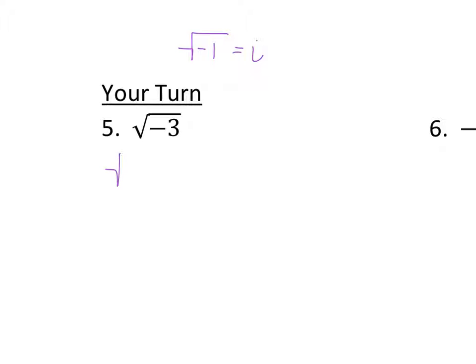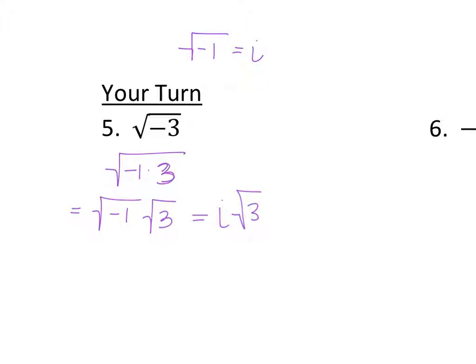Well, can I say that the square root of -3 is -1 times 3? I mean, isn't that the same thing? So according to my rules of radicals, I can split this up into the square root of -1 times the square root of 3. Well, the square root of -1 I've already defined as equaling i. So it's going to equal i square root 3.